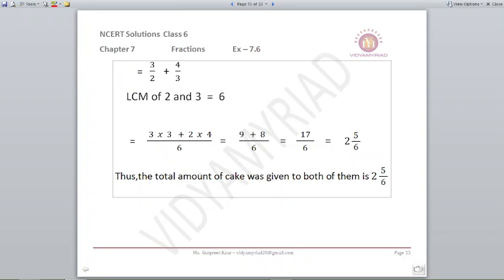is 17 upon 6. Since my question is given in the mixed fraction form, I will also convert and write this in mixed fraction, which comes to 2 5/6. That is the total amount of cake given.